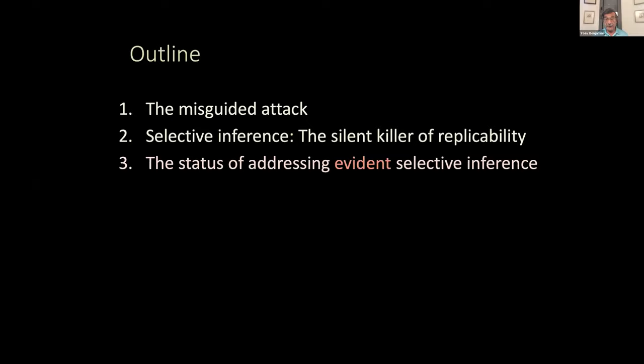So what I will talk about is first the misguided attack on the p-value, which was in order to address replicability problems. Then I'll talk about selective inference, the silent killer of replicability, and the status of addressing selective inference in various branches of science.